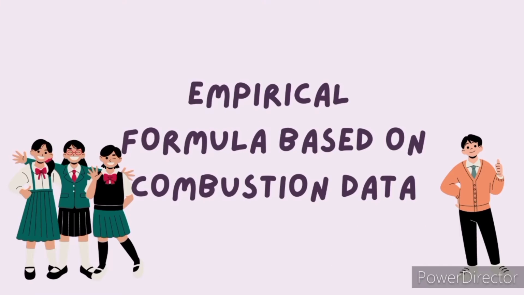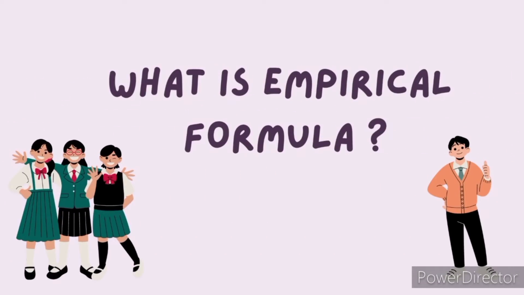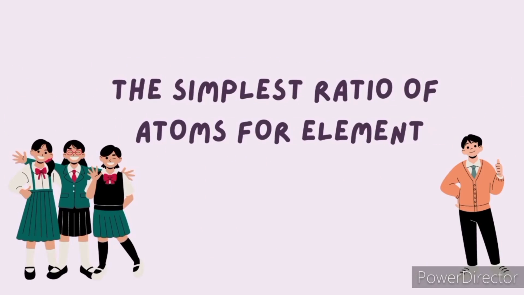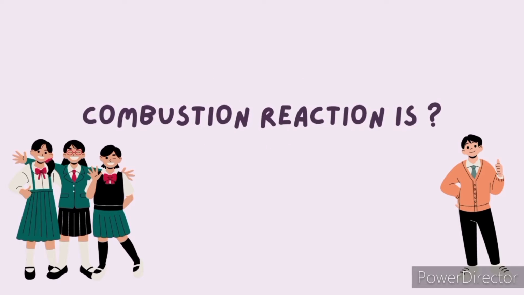So, for today, we will discuss the empirical formula based on combustion data. So, what is the empirical formula? The empirical formula is the formula that shows the simplest ratio of atoms for the elements present in the compound.